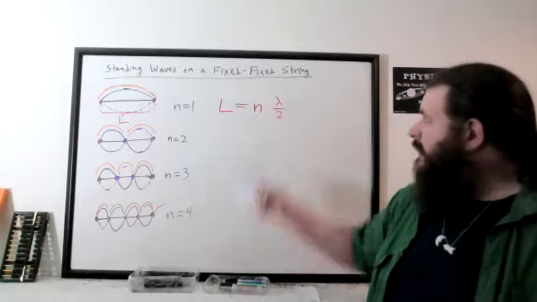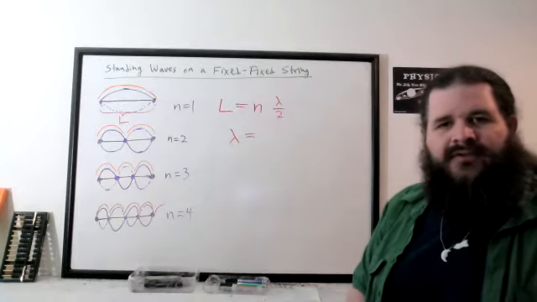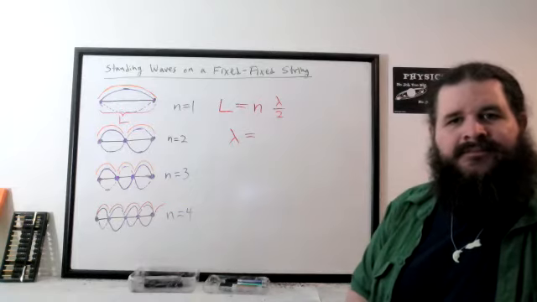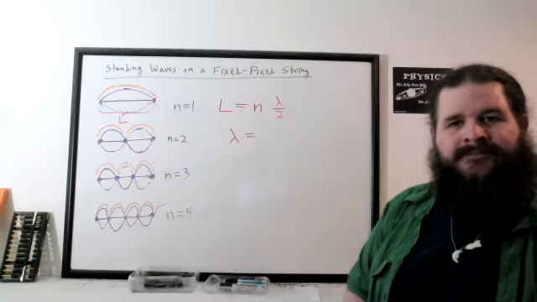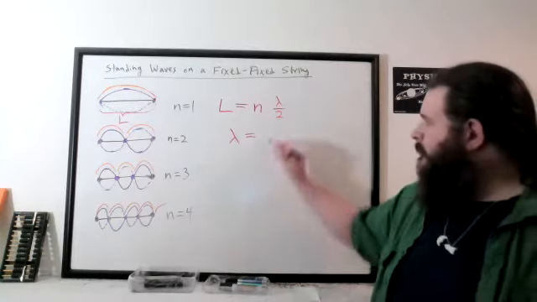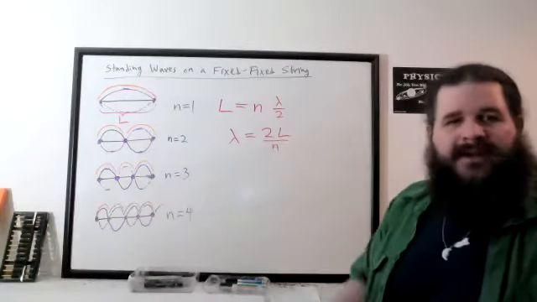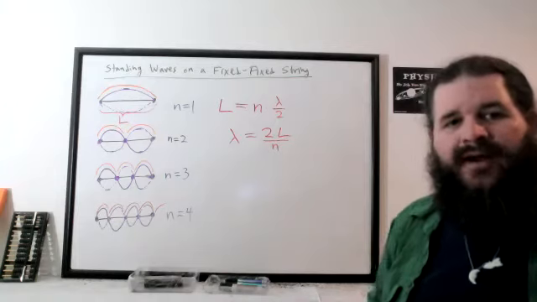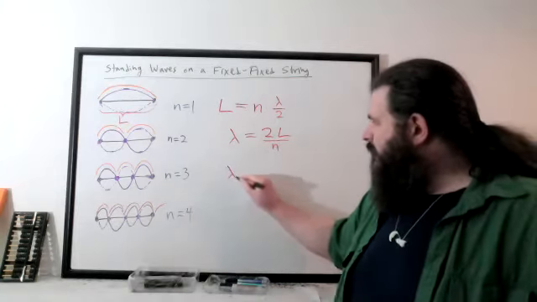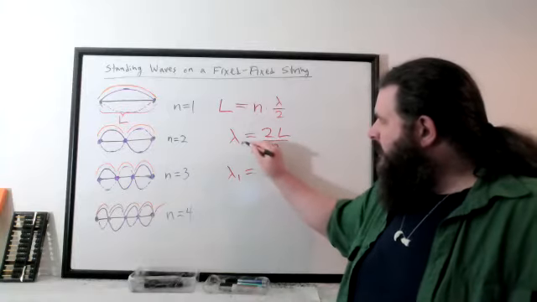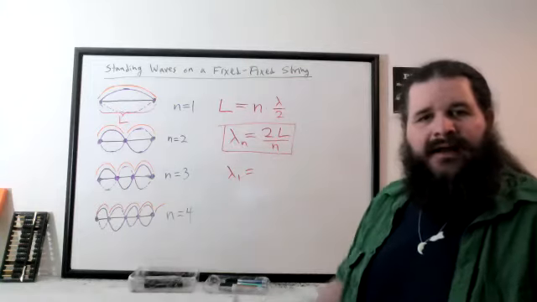And that means we can now solve for lambda. And what do you get if you solve this for lambda? You get 2L over n. And since n has to be a whole number, that means there are only certain wavelengths that will work. You could plug in n equals 1. We could say lambda sub 1. In fact, we generally call this lambda sub n, the wavelength of the nth harmonic.